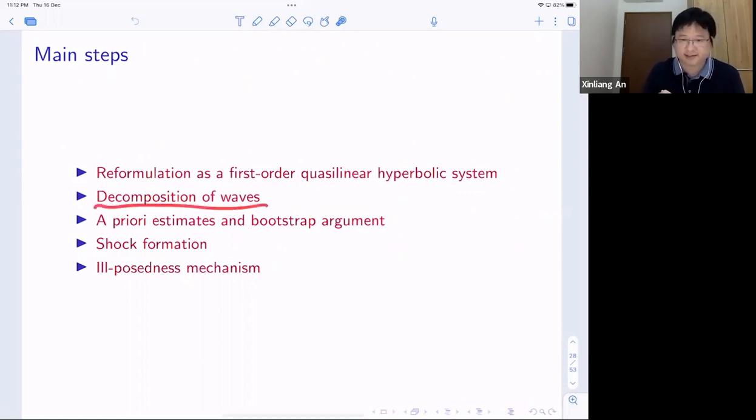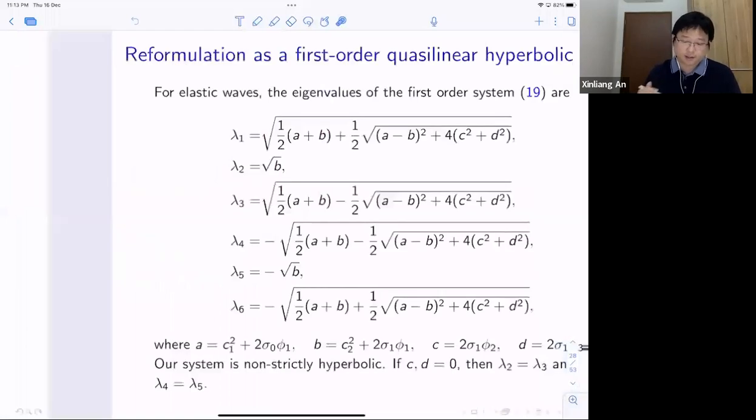The way to do the wave decomposition is not unique, and what is really crucial is which way of the wave decomposition we adopt, and that we find the correct one. For the MHD, we find the lucky one that makes the argument work. Then, as usual for hyperbolic PDE, we establish the upper estimate and bootstrap argument. We study the dynamics, showing that there is shock formation, and using shock formation, we further prove the ill-posedness mechanism.